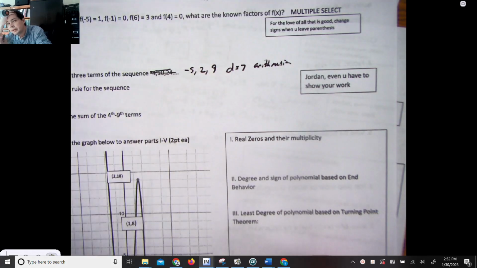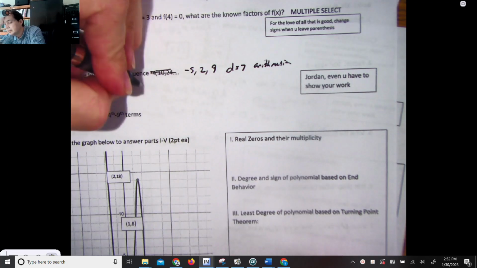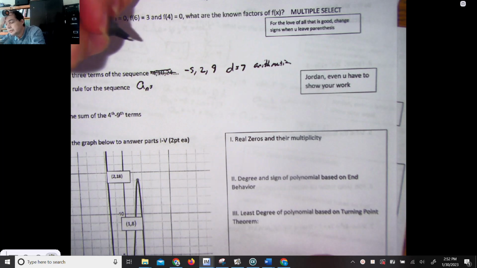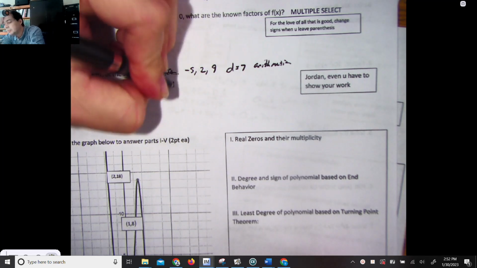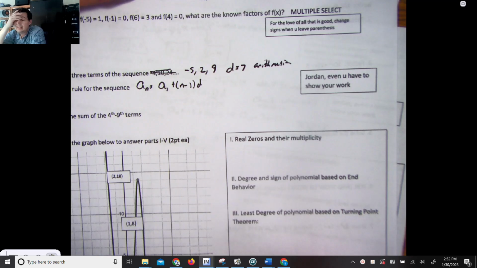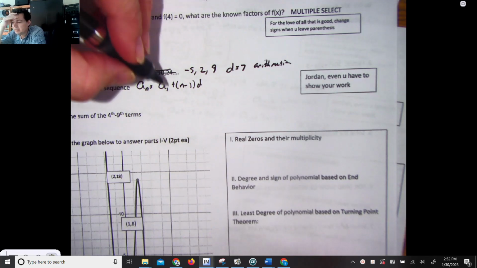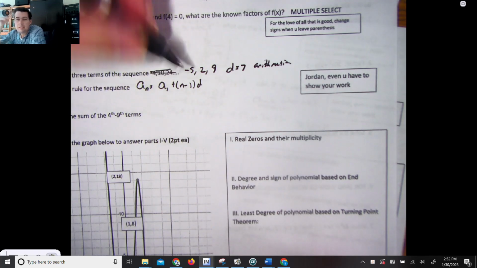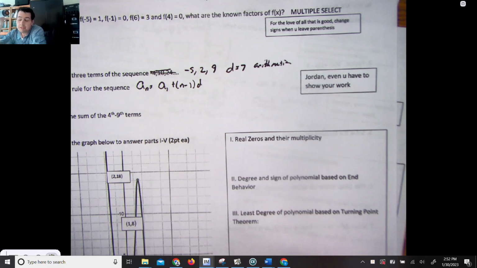As I move to the right, I add 7 to it. It's arithmetic. So, because it's arithmetic, I have to use a different formula. The nth term of an arithmetic sequence is the first term plus n minus 1 times the common difference d. I'd say 3 out of 4 of you kind of know this one, because a lot of you are leaving off the plus symbol, but you have an idea of it, which is something.